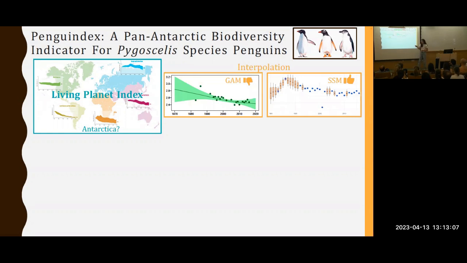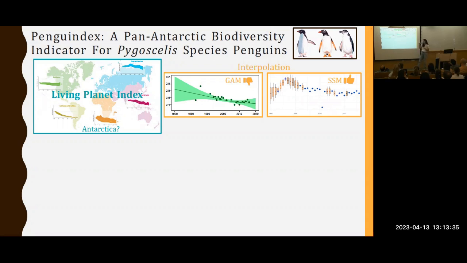The Living Planet Index uses a generalized additive model for interpolation of time series. Time series are really patchy. We have to interpolate in between years. The GAM doesn't do so great. It's an uninformative interpolation. It's just using information about the time series itself. And it's also smoothing observations. So it's not just interpolating between observations, but smoothing the observations that you see and getting rid of the variation.